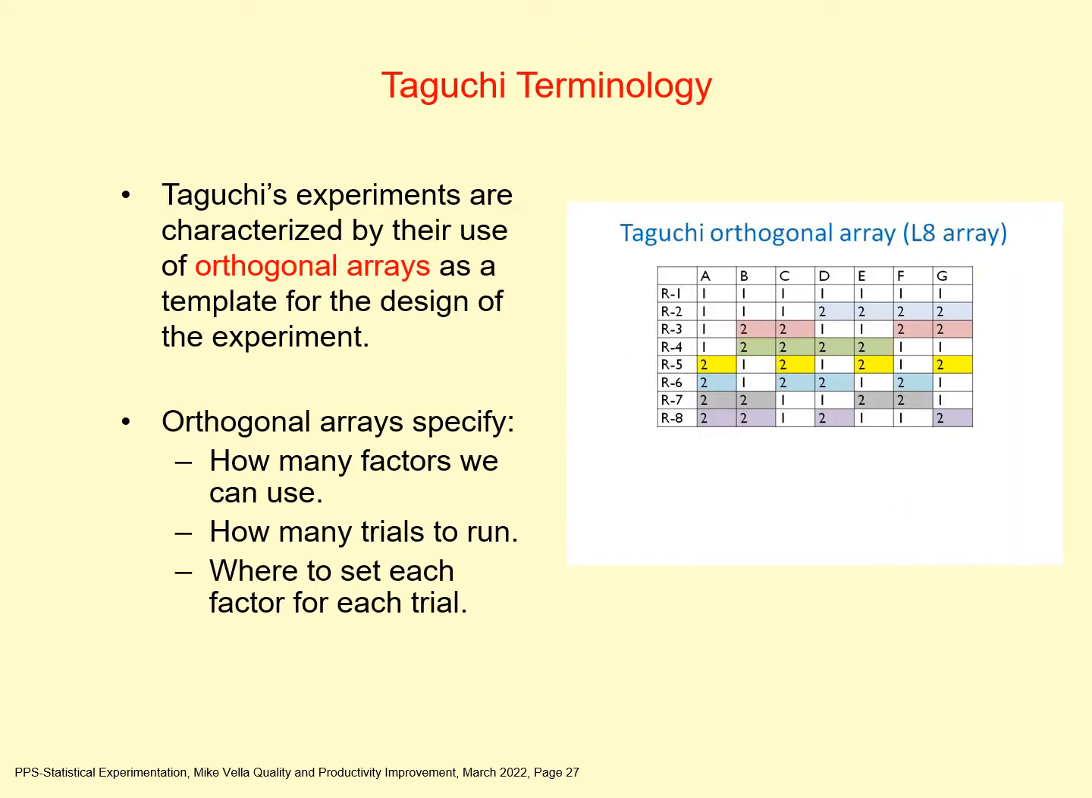Taguchi's experiments are characterized by their use of orthogonal arrays as a template for the design of experiment. Orthogonal arrays specify how many factors we can use, how many trials we should run, and where to set each factor for each trial. And to the right, you see a conventional Taguchi orthogonal, what we call an L8 array.